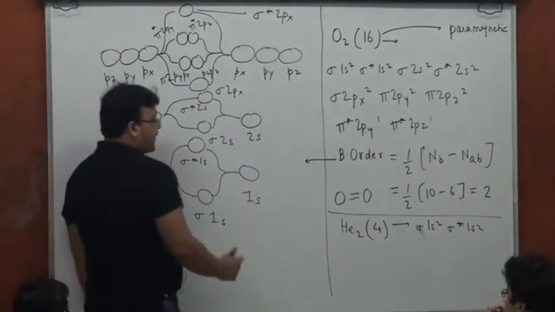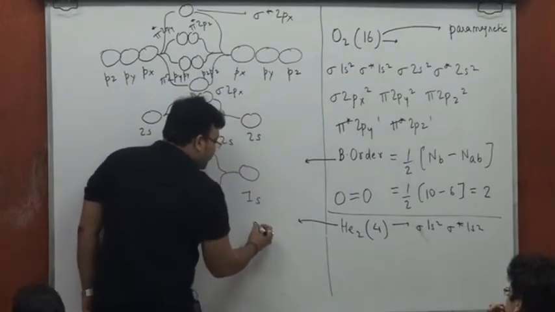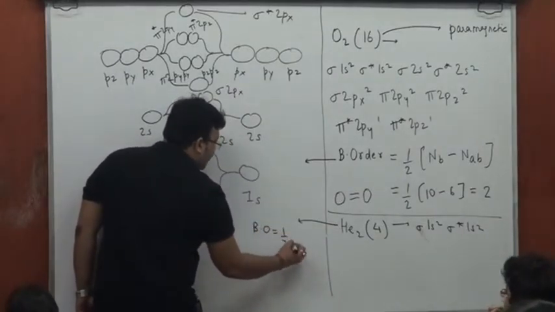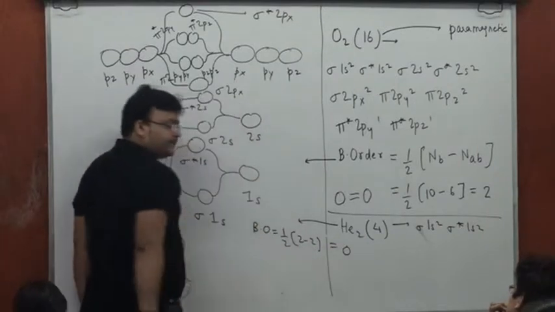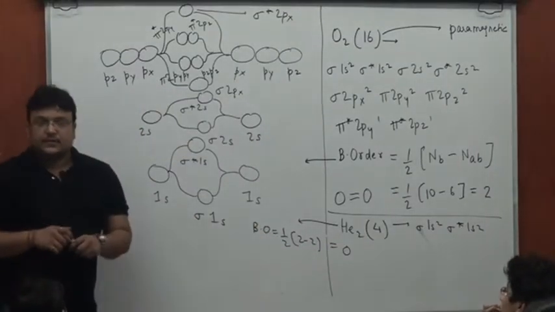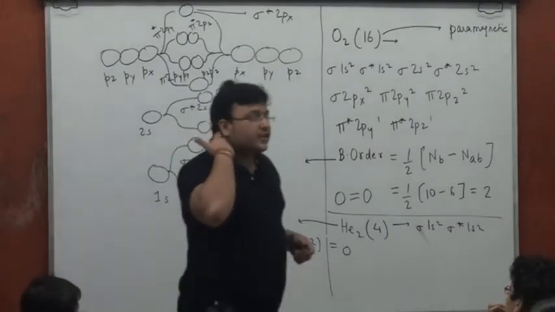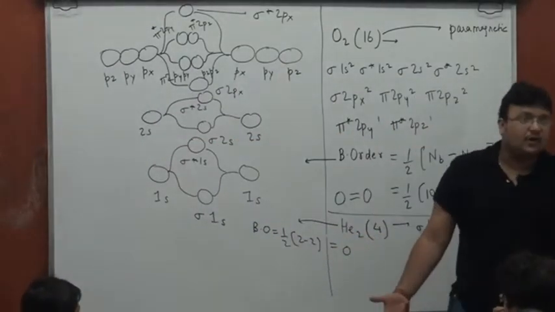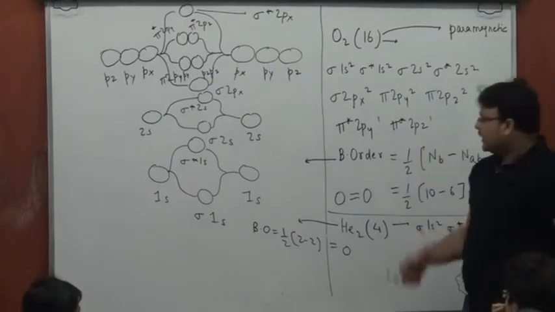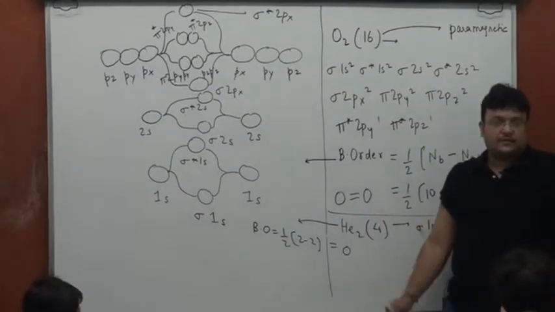But if you find the bond order, here the bond order is going to be half of 2 in bonding minus 2 in anti-bonding, which is going to be 0. Yes, a bond order of 0 would mean the strength of the bond is 0. Yes or no?